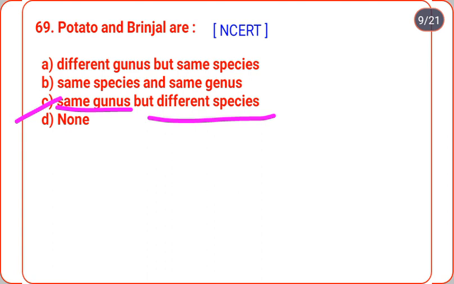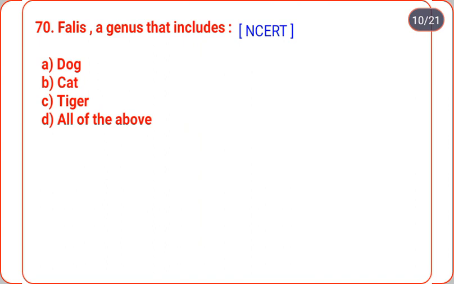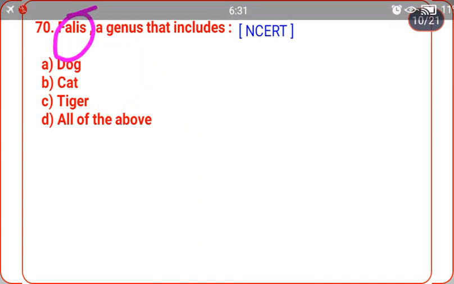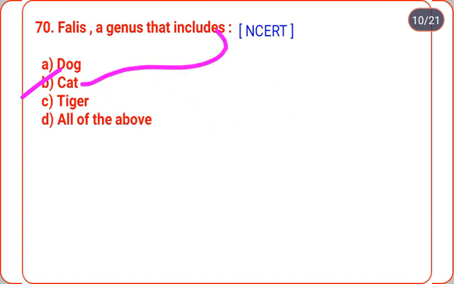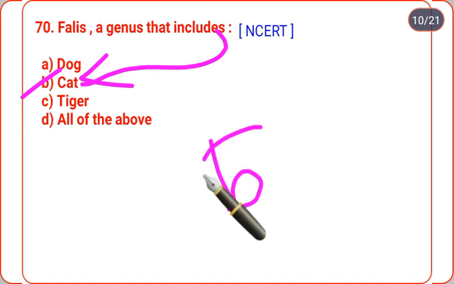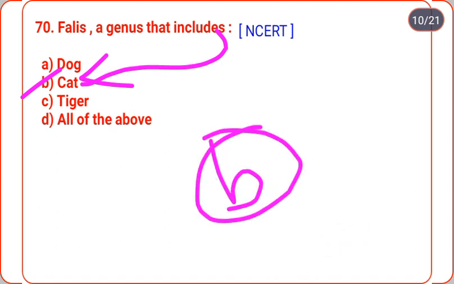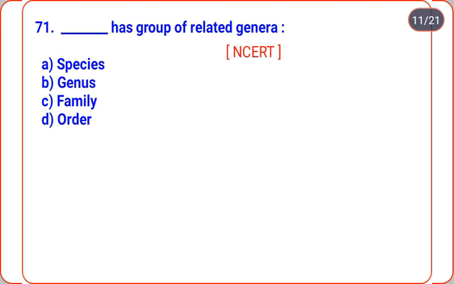Okay, next, from the NCERT book, question number 70: Felis as a genus indicates option A, dog; option B, cat; option C, tiger; option D, all of the above. In this question, option B is our correct answer. Felis is a genus that indicates cat. Not dog, not tiger. Remember it, it is very, very important.